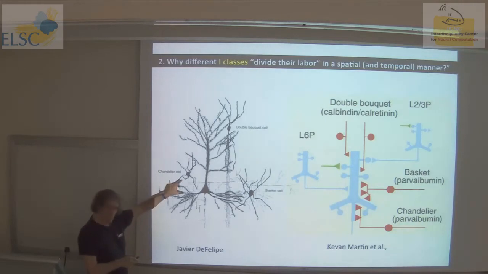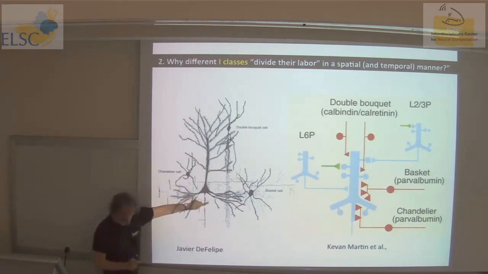So as I said, much of our work comes from Javier de Felipe, who is a really great anatomist and very careful anatomist. And for example, you can see here the chandelier cells that are so particularly unique that send their axon only and specifically to the initial segment of the axon here. Only. This is the most specific cell in the brain that we know in terms of connectivity, I mean. Yes, the most specific cell.